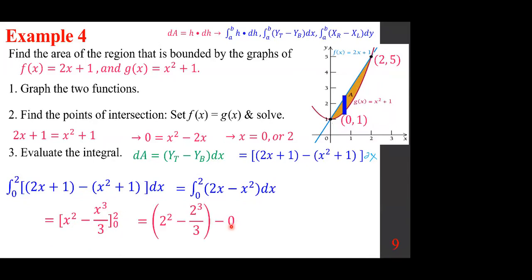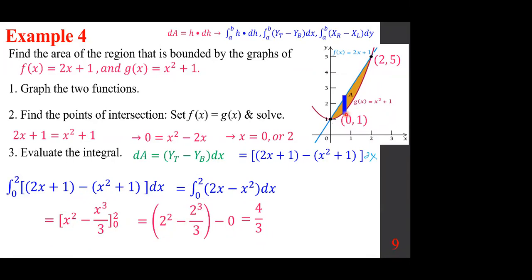Okay, remember when you plug in, this is 4. This is 8/3. So 4 minus 8/3. And that ends up being 4/3. I hope everybody is comfortable with that. So we had to come up with this.